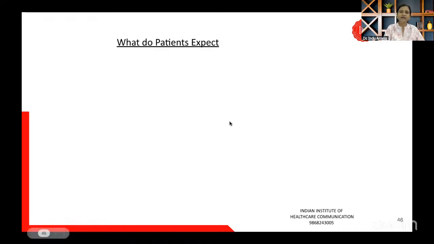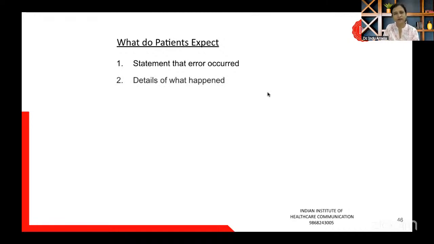So that means patients first of all expect the statement that an error has happened. The more you try to avoid it, the more chances are that they will push you. They will ask you, did the error happen? Please tell me, did the error happen? So the first thing that they will ask you is, did the error happen? Then they want to know the details, like full disclosure of whatever has happened.